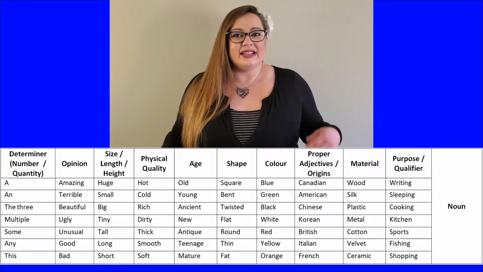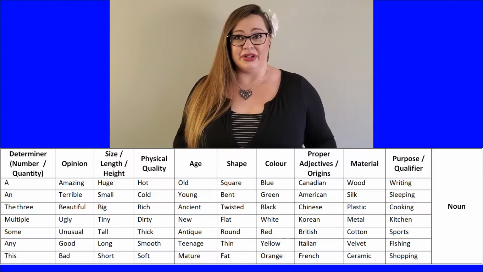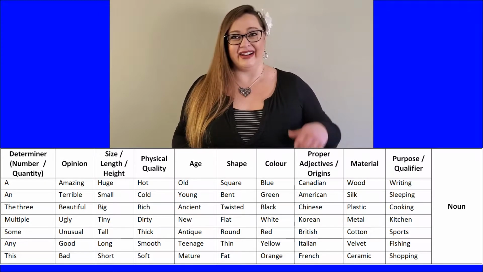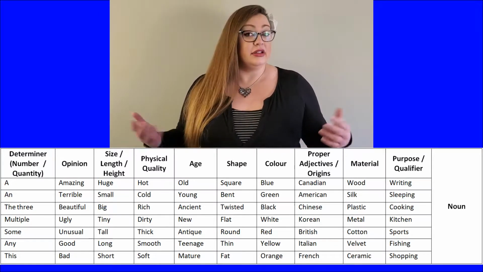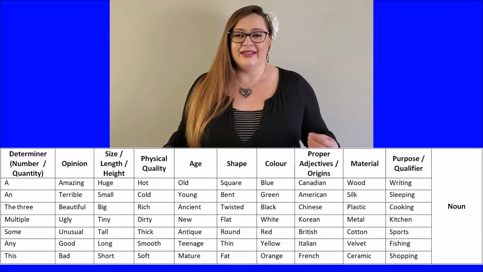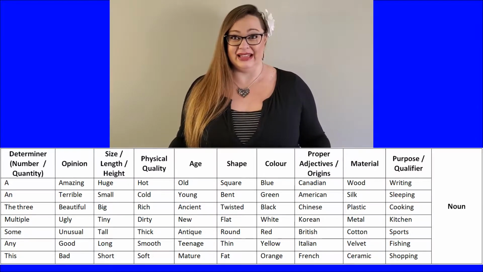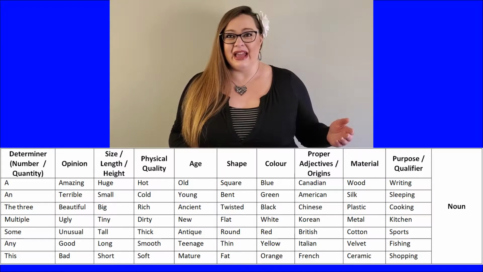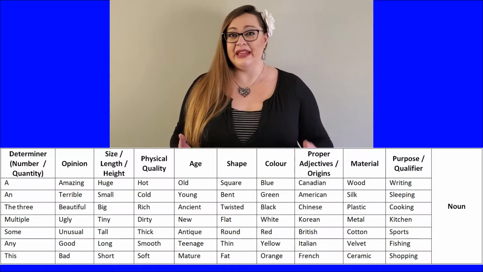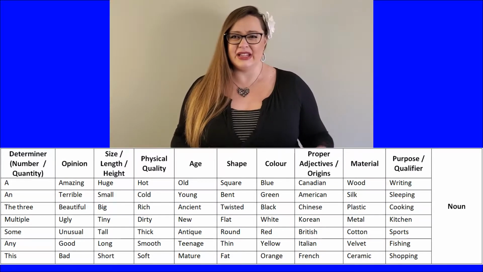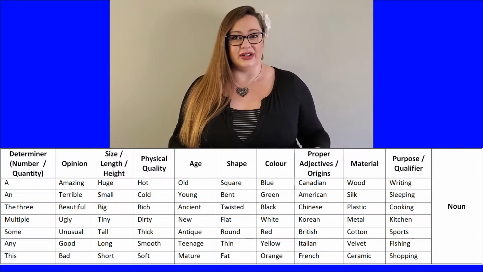by another English speaker. To make things simpler for you, I've developed a chart that you can reference when you're trying to practice this. Here are some examples. Some examples of the determiner, which are number or quantity, are a, an, the, three, multiple, some, any, or this. Then we have things that are an opinion, like amazing, terrible, beautiful, good, or bad.